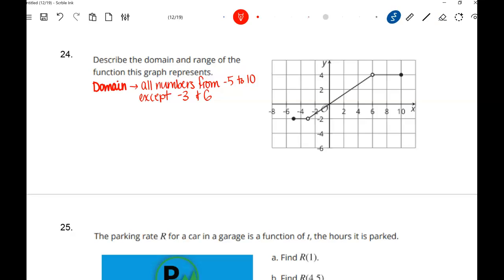Now, the range is start to finish, bottom to top. So -2 is the lowest it goes. Even though this point right here is open, these points here have -2. So -2 is still used, just not for that point. Same with this 4 up here. So it's all numbers from -2 to 4.